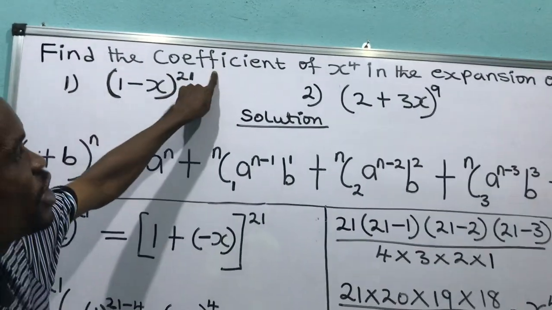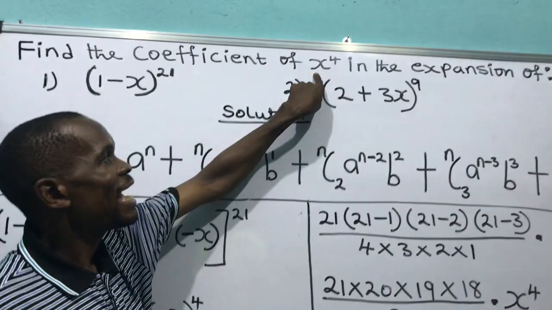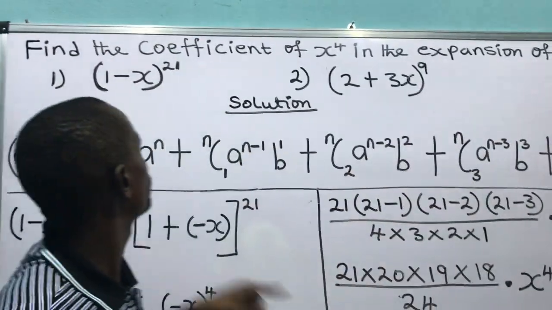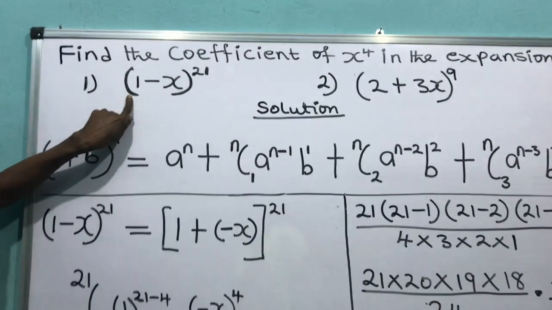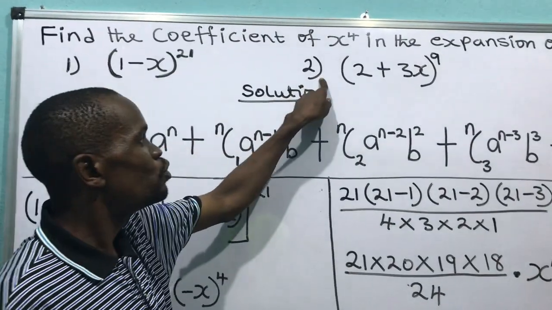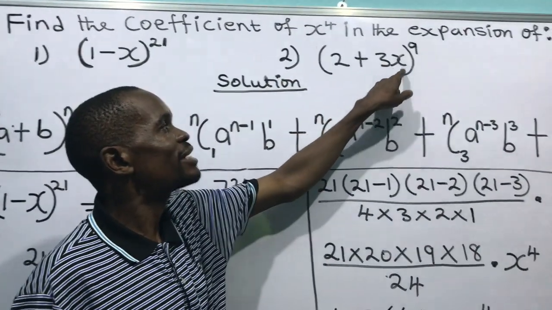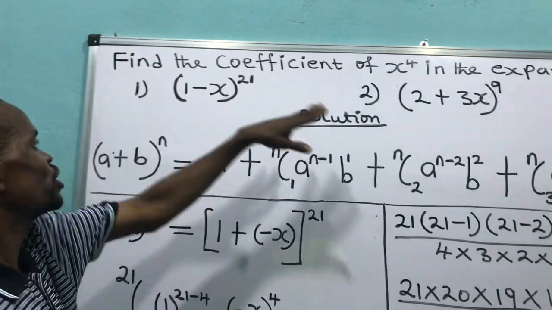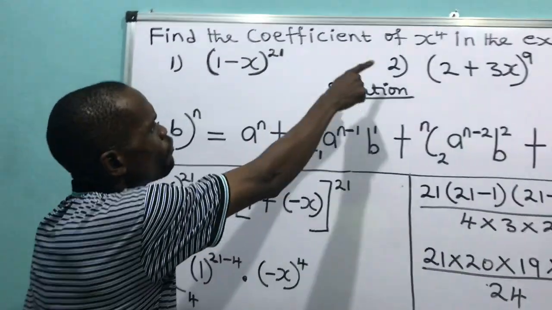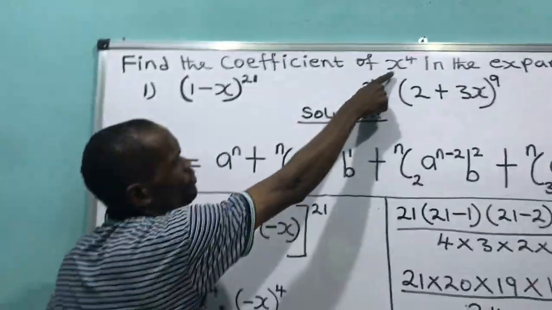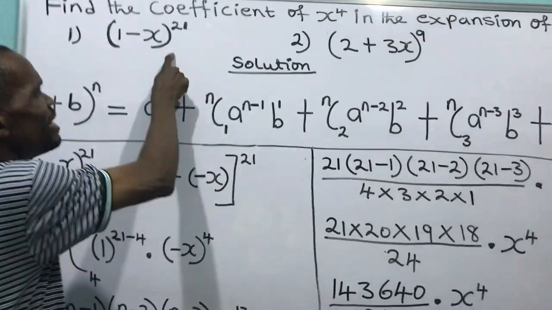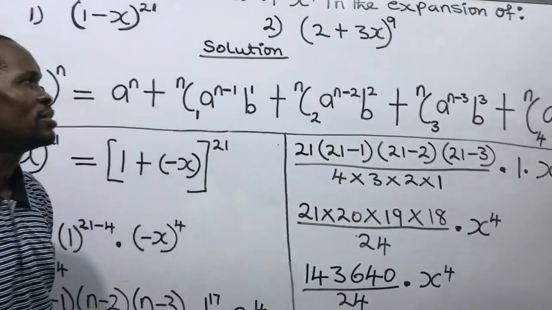Find the coefficients of x raised to power 4 in the expansion of 1, (1 minus x) all raised to power 21, 2, (2 plus 3x) all raised to power 9. That's two questions. That's what they asked us here. We are finding the coefficients. We are asked to find the coefficients of x raised to power 4 in the expansion of number 1 and number 2. Solution.